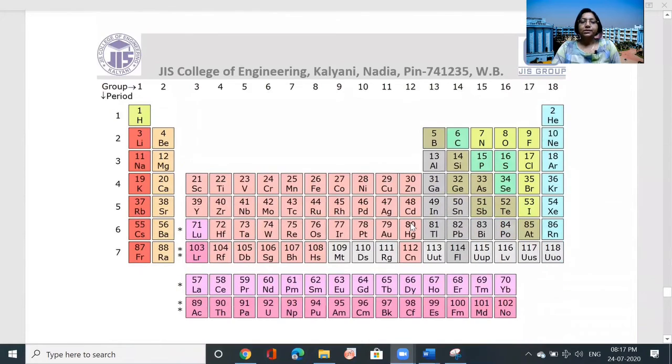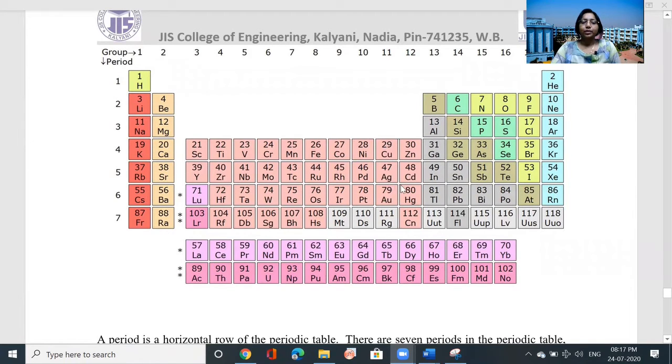So you can see how it looks. That is our periodic table. Okay, so here you can see hydrogen, lithium, then sodium, potassium, rubidium, cesium, francium. In this way we are getting the elements.